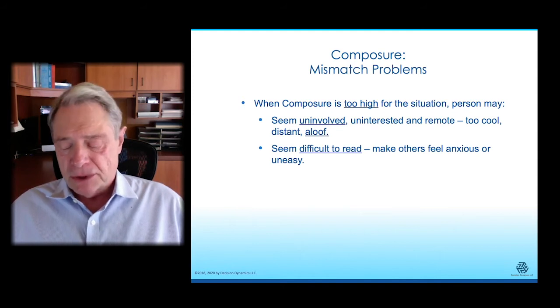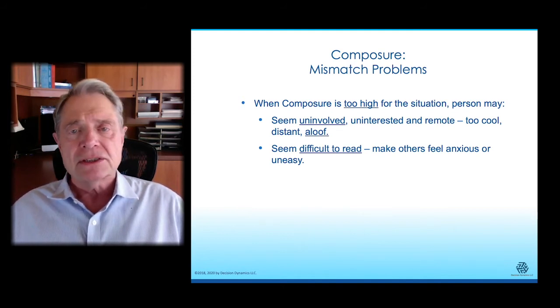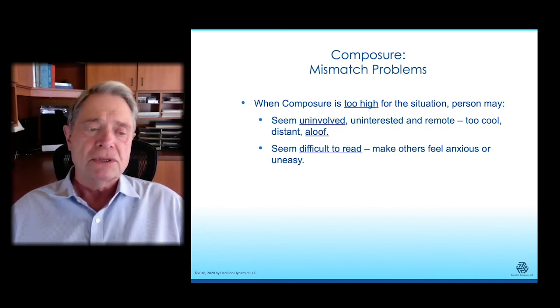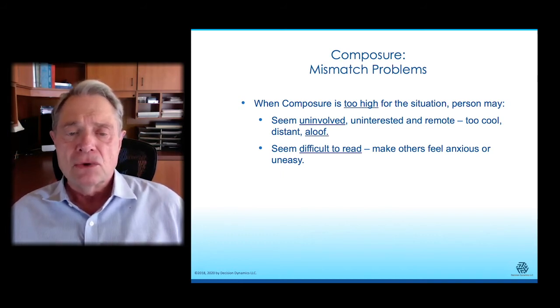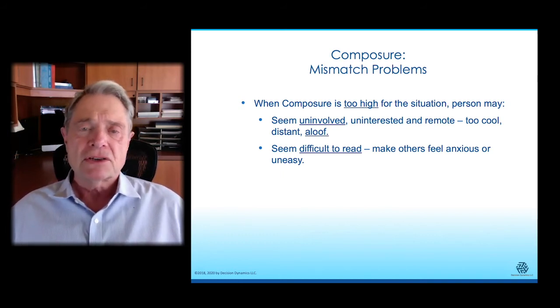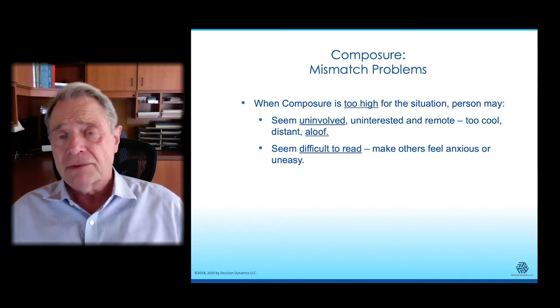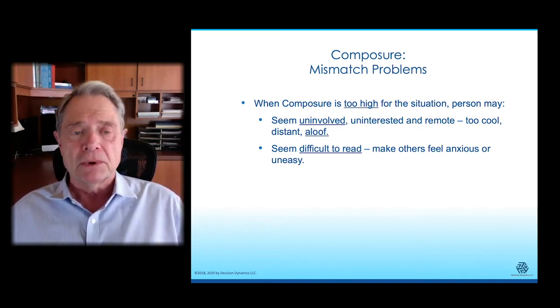Concerning mismatches, when a person's composure score is too high for the situation, that is, they're too composed, they can seem uninvolved, detached, aloof, distant from the situation and from other people around them. And this can make it difficult for other people to read them. And that in itself can be, ironically, anxiety producing for other people.